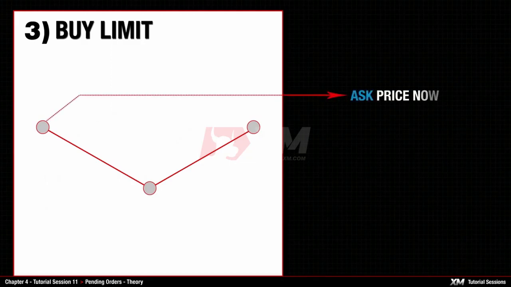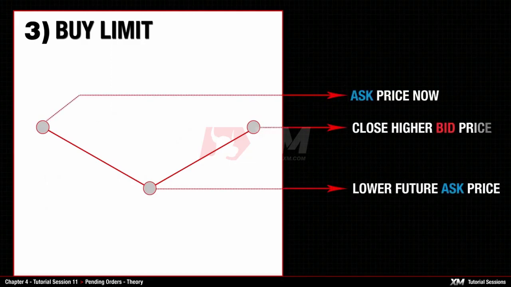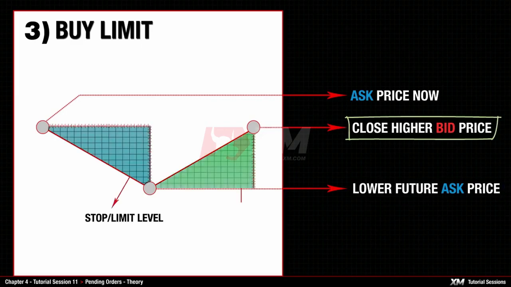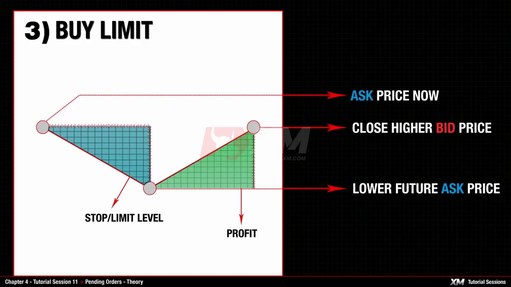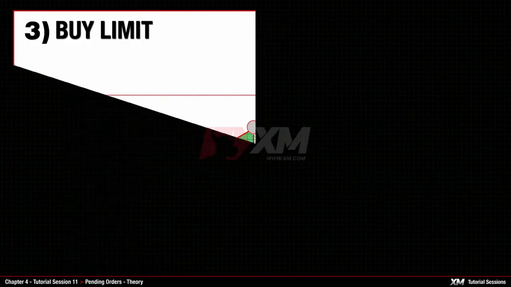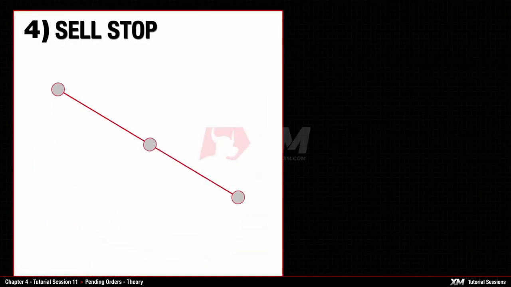All buy orders are opened at the ask price and closed at the bid price. Buy limit orders should be opened at the lower future ask price. To make a profit on this type of order, the closing bid price needs to be higher than the opening ask price. The fourth type of pending order is sell stop.